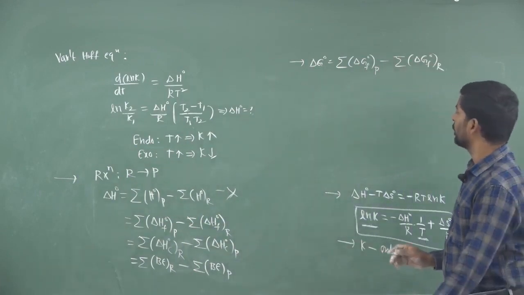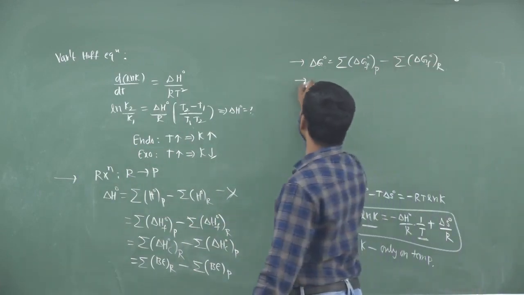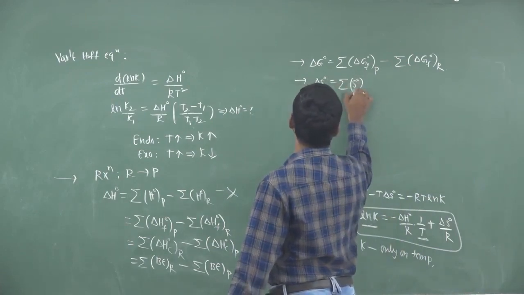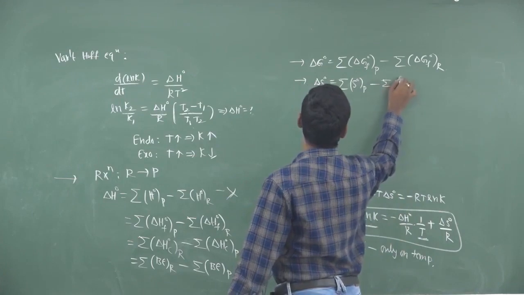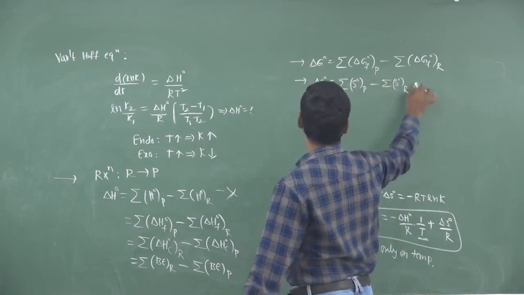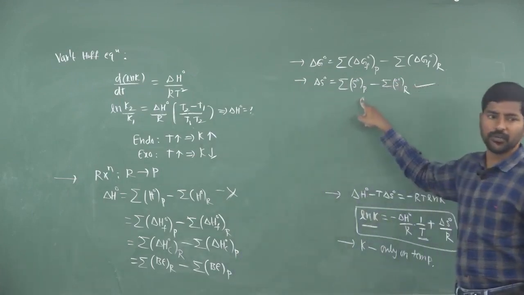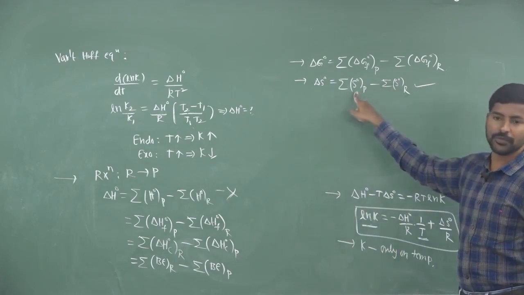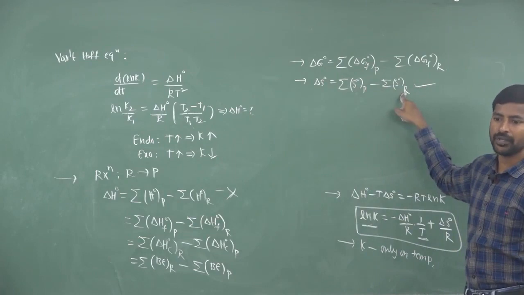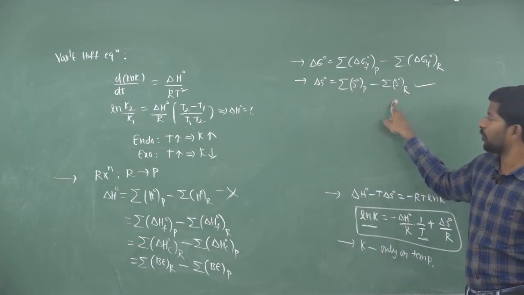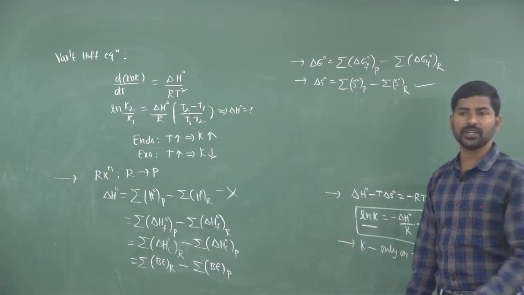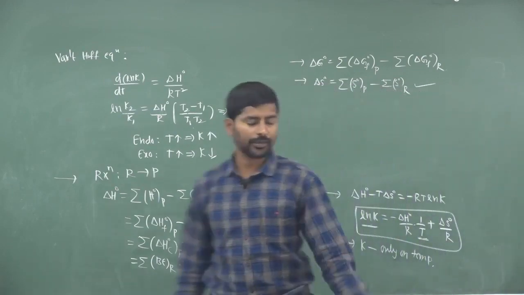Okay, but what about entropy change? Absolute values of entropy, can we determine or can we not determine? Yes, we can determine. So for entropy we can directly follow absolute entropies. Sum of the entropies of products minus sum of the entropies of reactants. Only for entropy we have such facility. Absolute entropies we can determine based on the third law of thermodynamics, right?